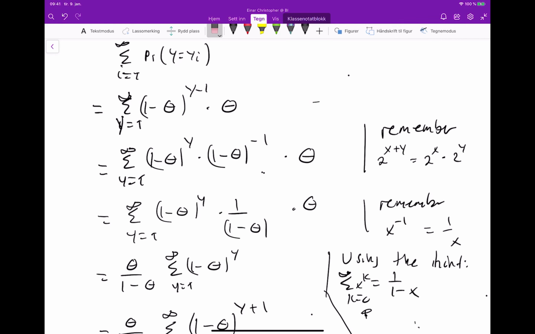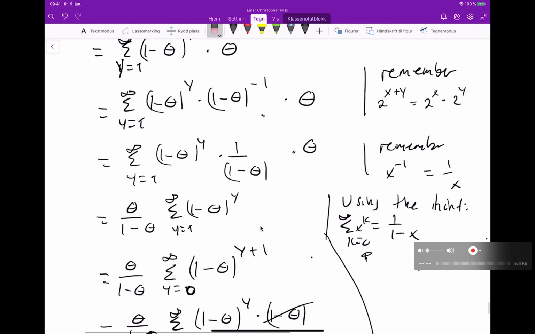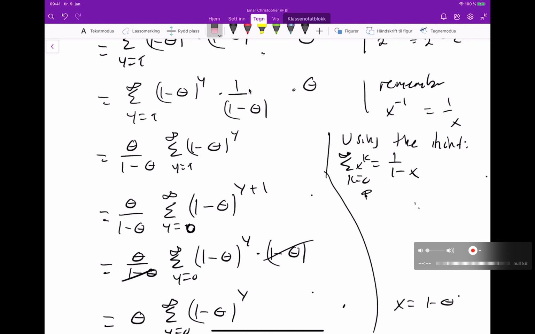But then I don't like this minus 1. So I just write it like this. So this is the same as these two. That should be understandable. And then I just put this in the denominator, and that makes the exponent positive. So we get this line. That should also be okay. And then I put all these constants outside. That should be okay.